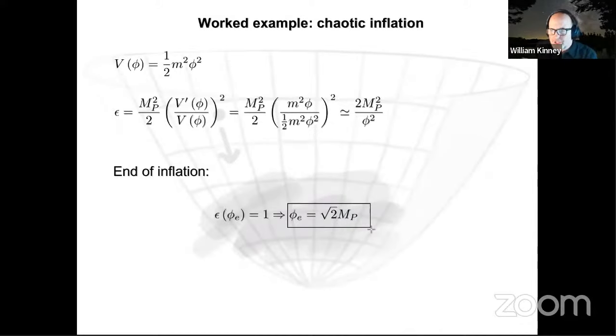This is a trick that you can do: you can write down your favorite single field potential, plug V prime over V into this, and figure out for which regions epsilon is less than 1 and for which regions epsilon is greater than 1, and you have the basic inflationary background dynamics worked out. It's that simple. All right. Any questions about this before we start in on perturbations?